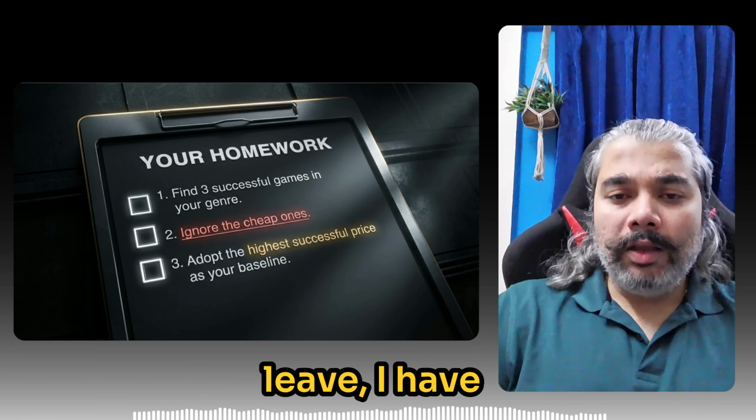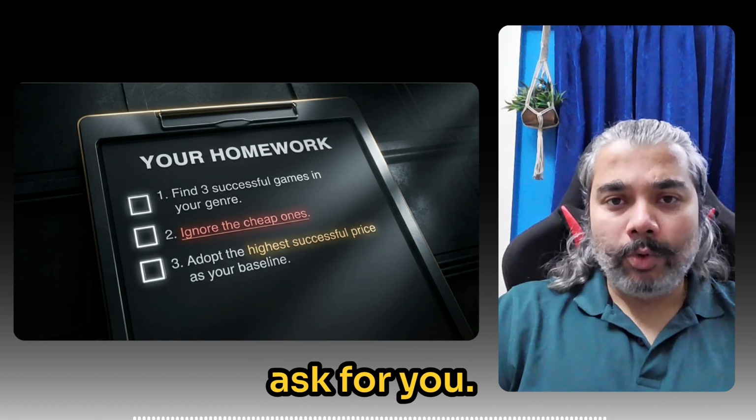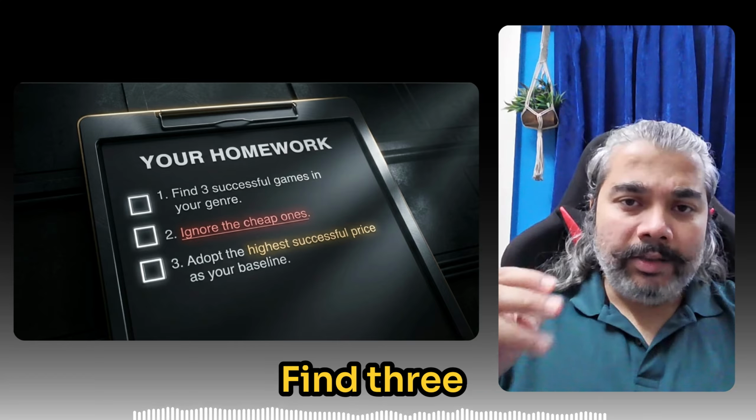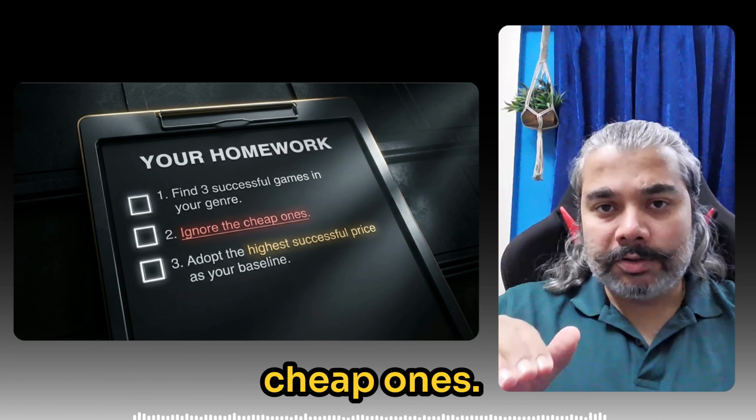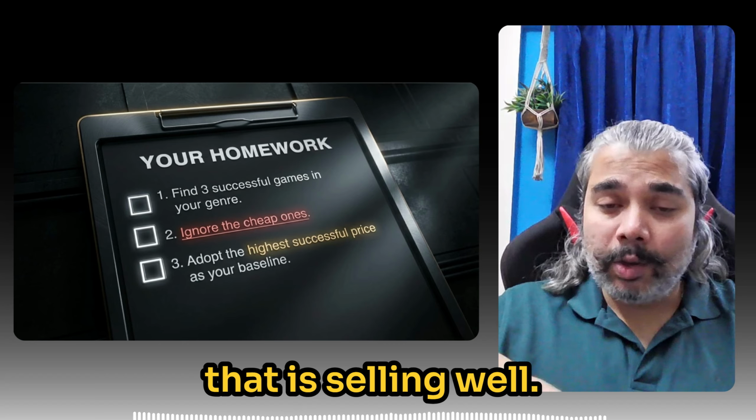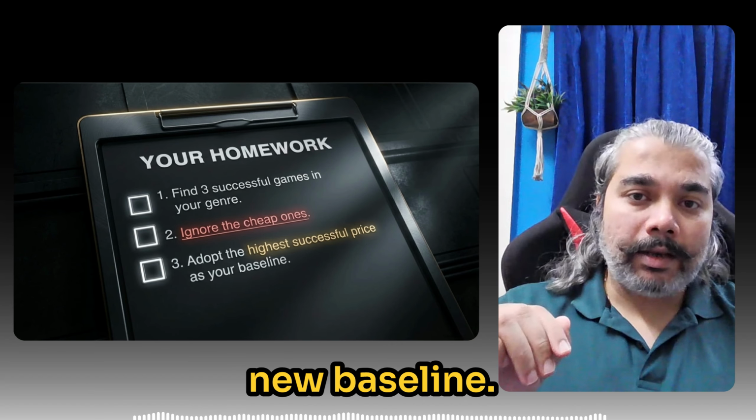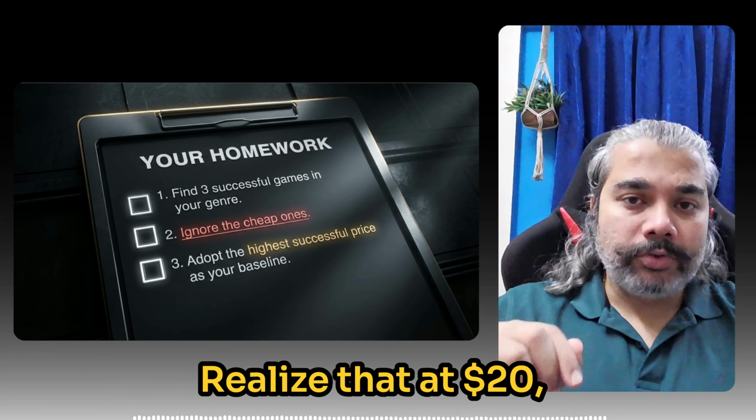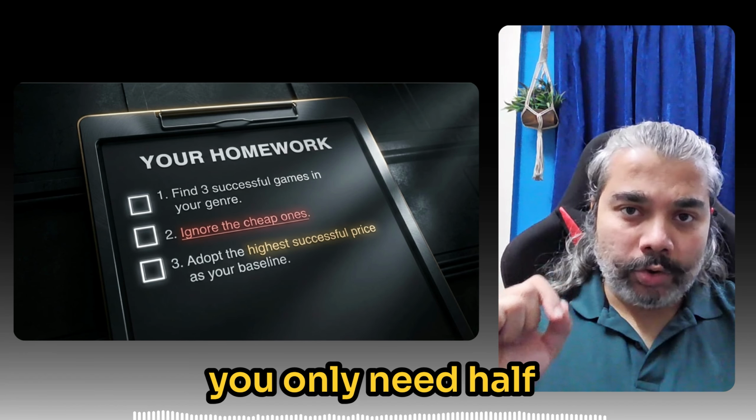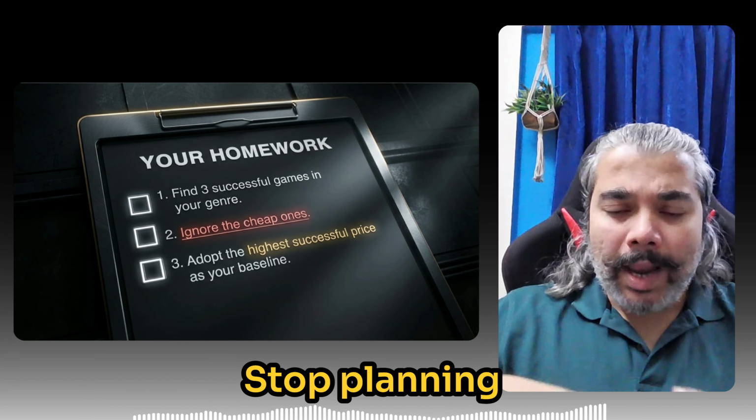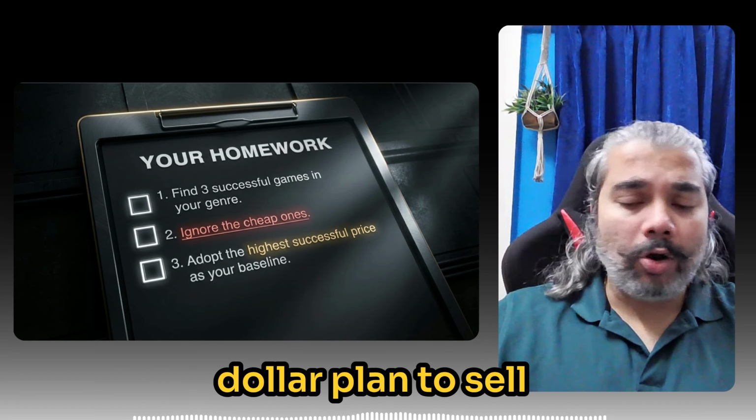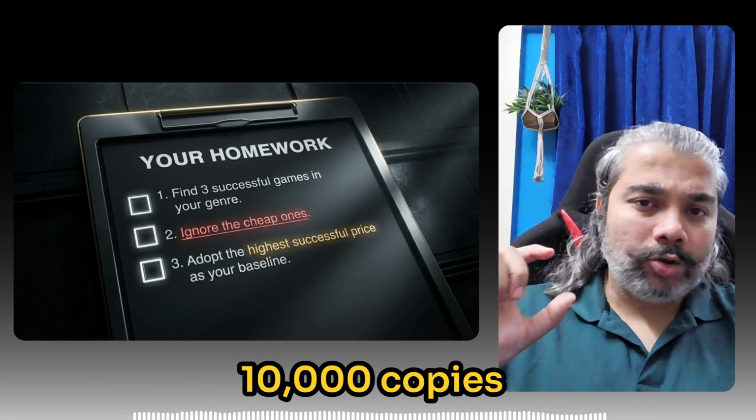So before you leave, I have a specific ask for you. Open Steam right now. Find three successful games that are in your genre. Ignore the cheap ones. Find the most expensive one that is selling well. That is your new baseline. I want you to run the numbers. Realize that at $20, you only need half the fans of a $10 game to survive. Stop planning to sell 1,000,000 copies for $1. Plan to sell 10,000 copies for a living wage.